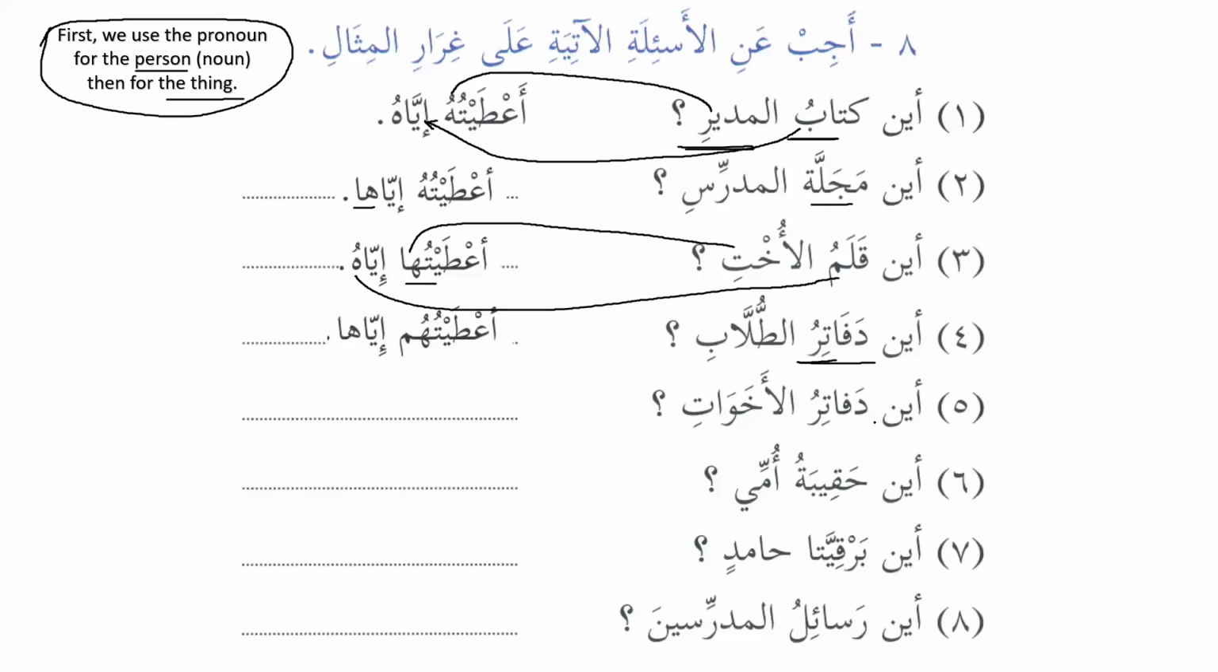Okay, next one. دفاتر الأخوات? أعطيتهن إياها. Hunna, very good. أحسنتي. أعطيتهن إياها. I gave it to them. So hum, as we know, is used for the masculine plural second person, and hunna is used for the feminine plural.